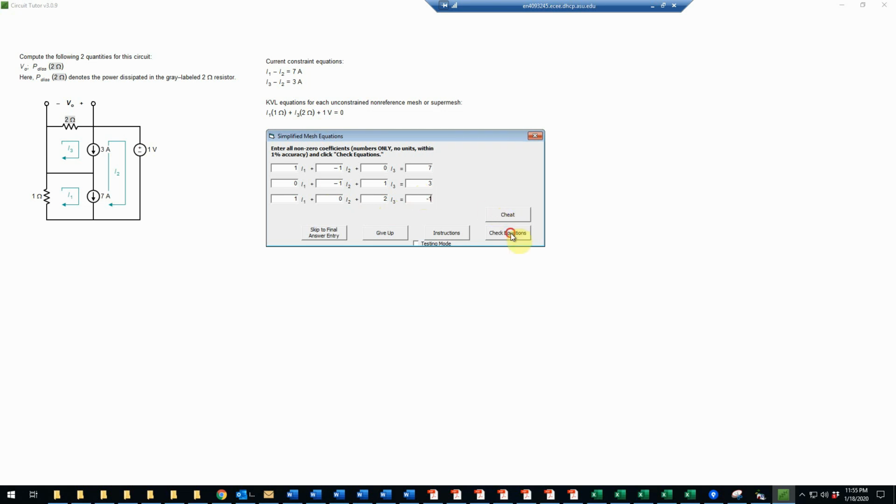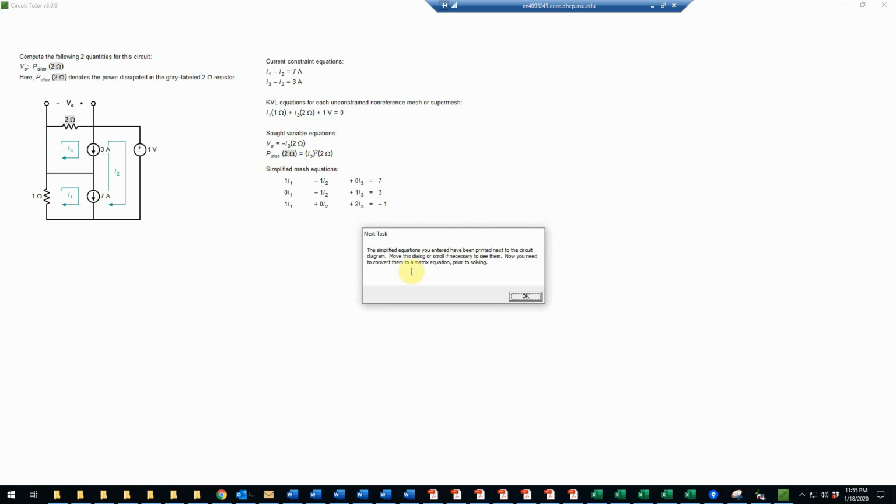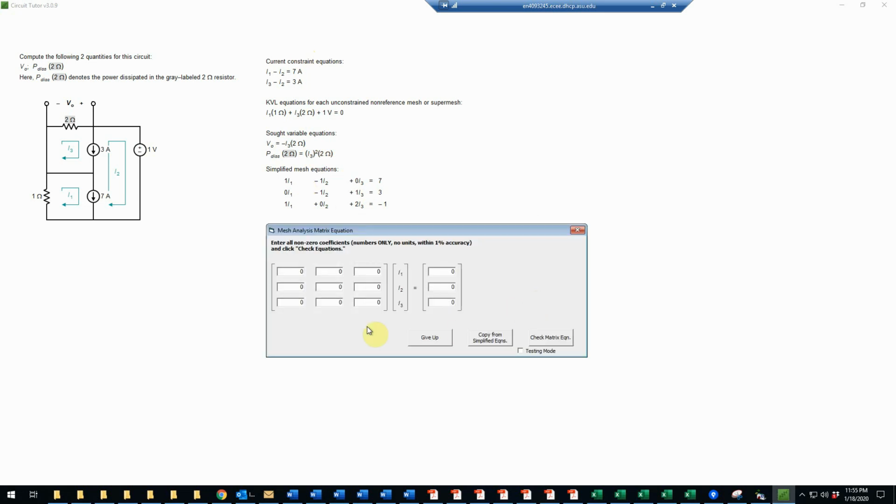So now we check these equations, and those are correct. And they've been printed on the screen now. And our next task is to form those into a matrix equation in case you wanted to use matrix techniques to solve the problem. This problem, that's probably not necessary, but we will still do it in case you wanted to do that.